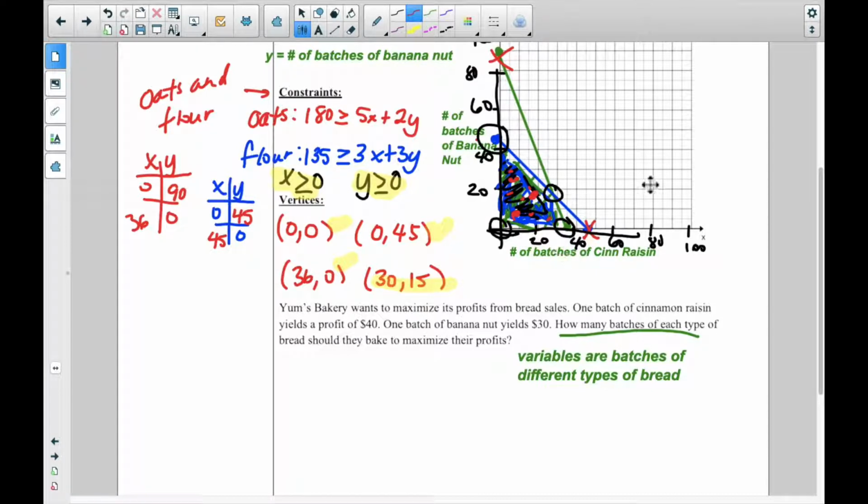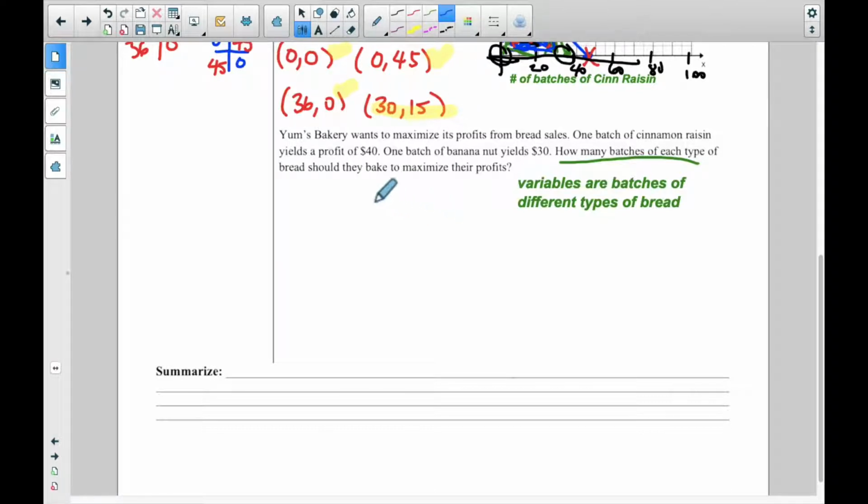But the question is, where is it to maximize? I want to maximize it. So in order to maximize it, I'm going to have to use the corners, the vertices. That's why the vertices are important. And so the last step here is to read through here and come up with our maximizing or minimizing equation.